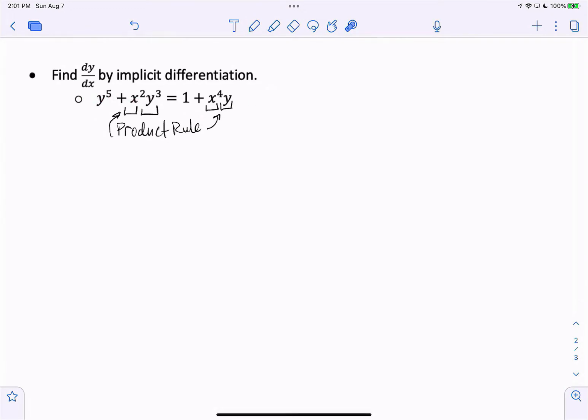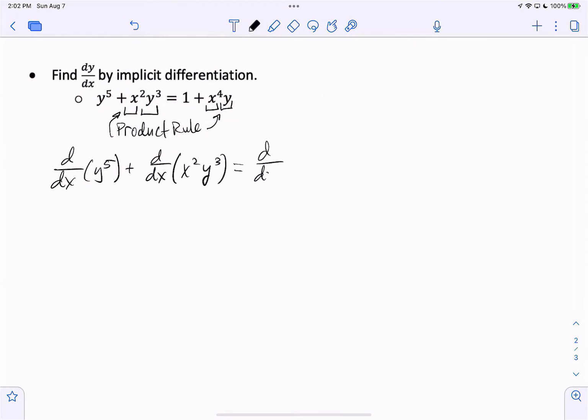Now I said you wouldn't be writing this like this in your work, but I want you to see what's going on. So d dx of y to the fifth plus d dx of x squared y cubed is equal to d dx of 1 plus d dx of x to the fourth y. And I'm writing it all out like that just to make very clear we are differentiating with respect to x. We were asked to find dy dx.